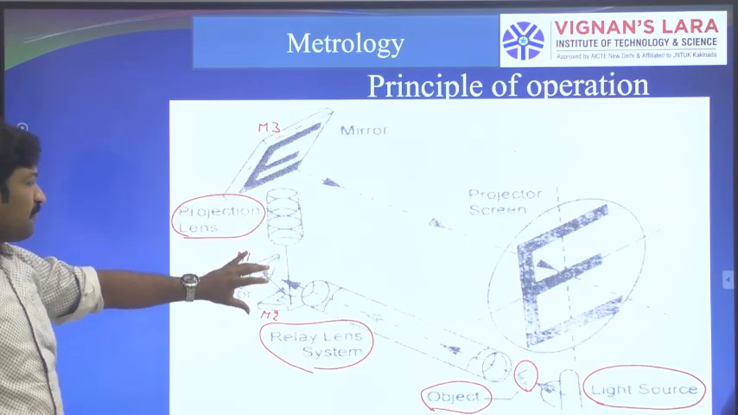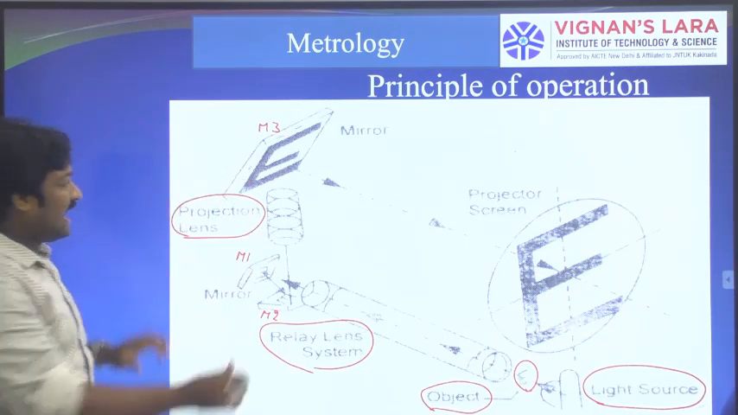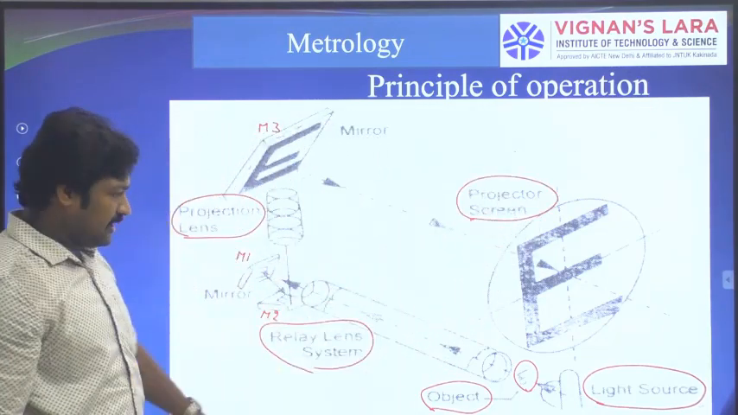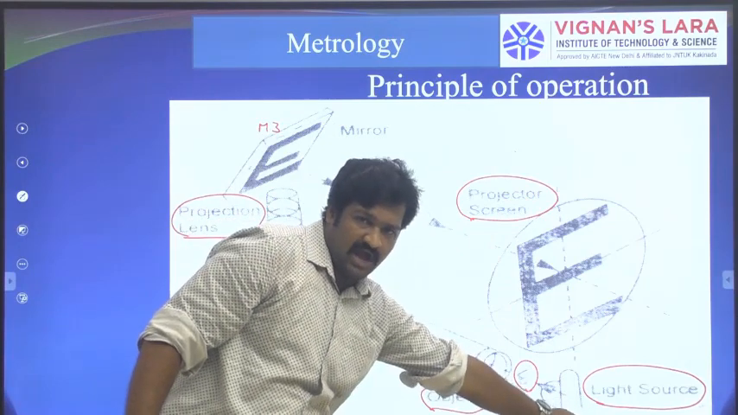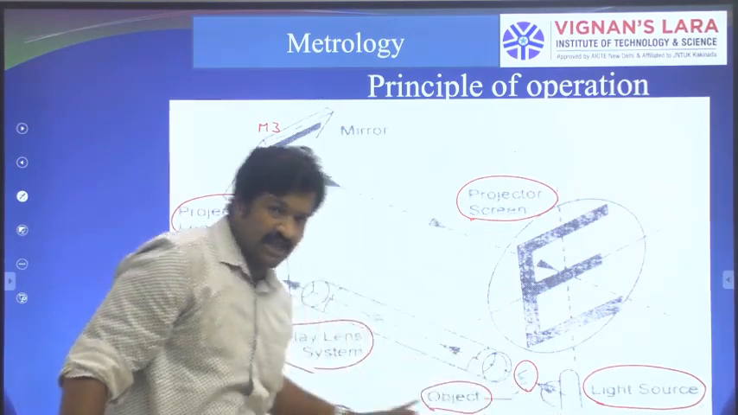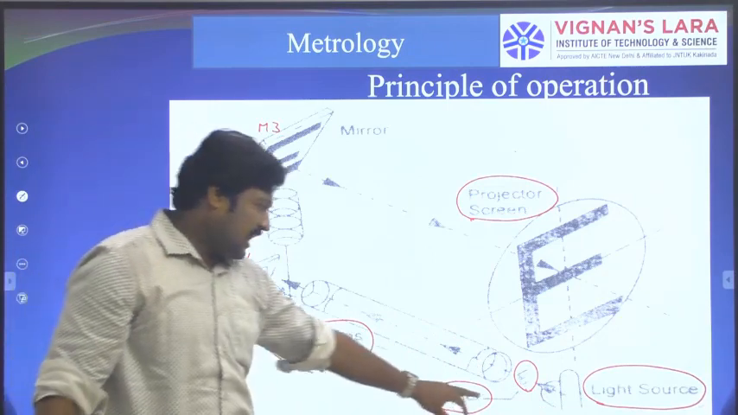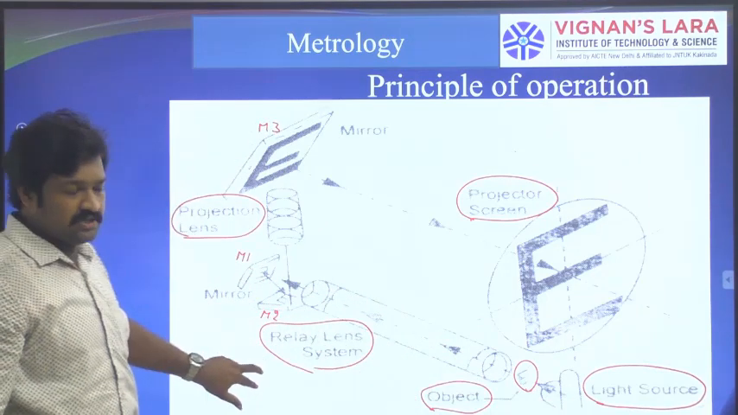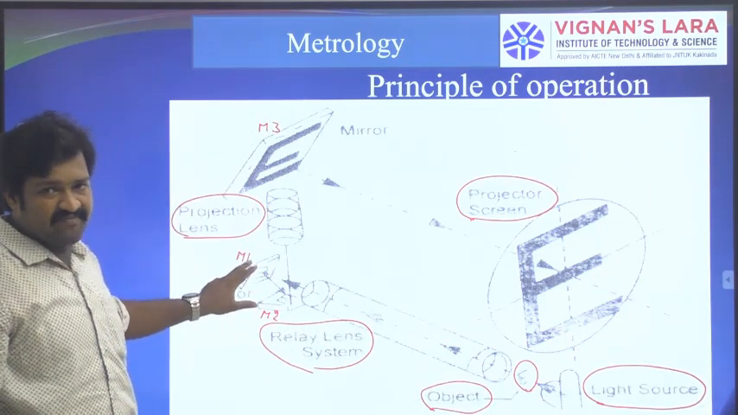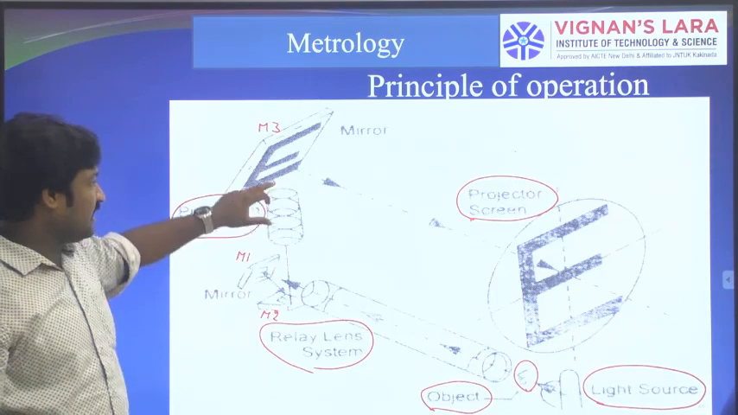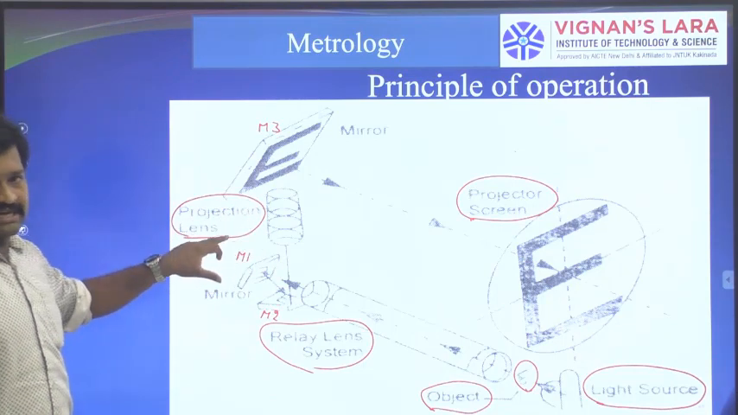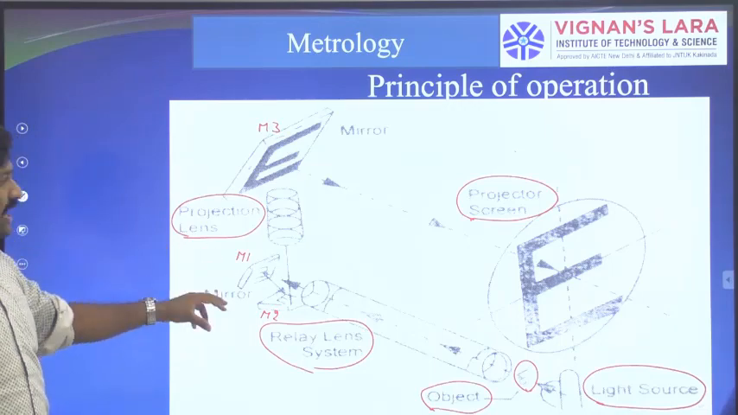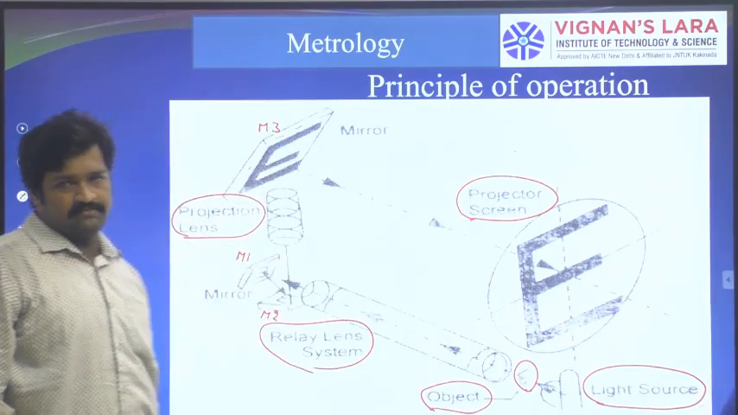After magnifying the component, the image is displayed on the mirror, and the final image is projected on the projector screen. The light ray is emitted from the light source, and in between the light source and the mirror we place our object. These light rays carry the shadow of our object, and after falling on the mirror, they are reflected again. Through the projection lens, the size of the image is magnified and it is reflected onto the projector screen.